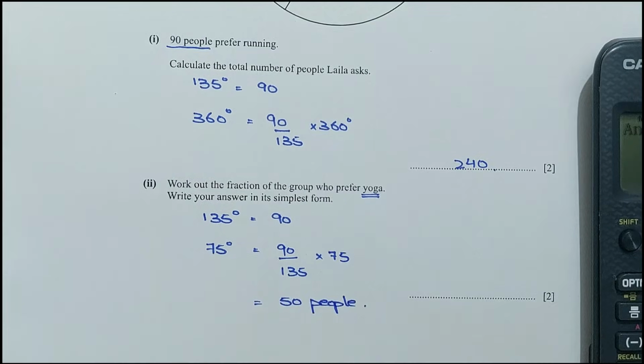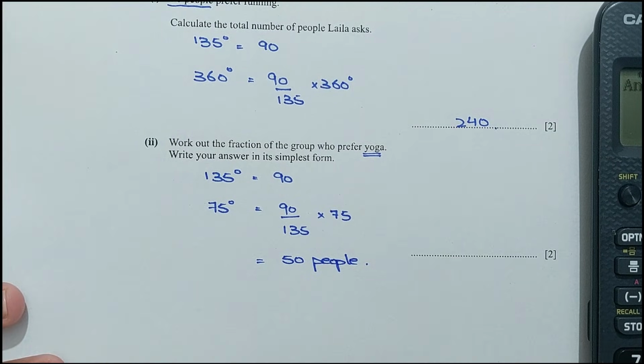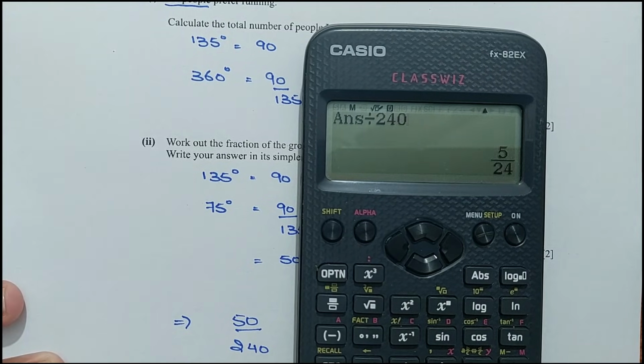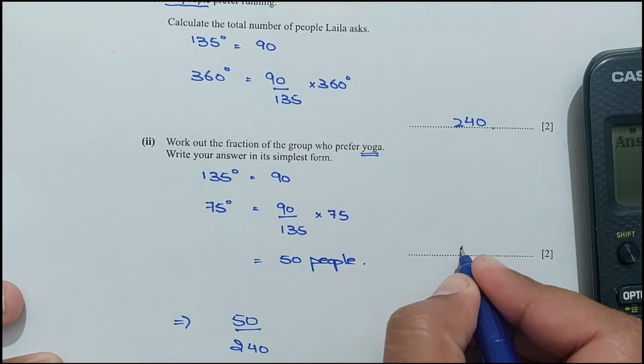So we need to work out the fraction of the group who prefer yoga. For the fraction, 50 prefer yoga out of 240. In its simplest form, we divide, which gives 5 out of 24.